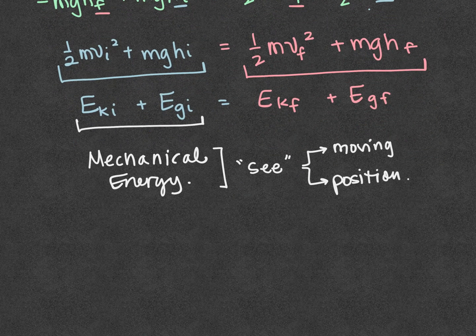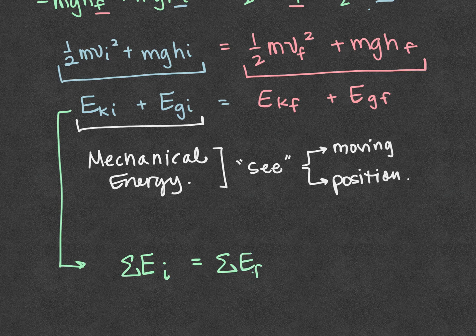So this means I can write this equation as the sum of all of our initial mechanical energy should equal the sum of all of our final mechanical energy. When an initial quantity is equal to a final quantity, we get a conservation.